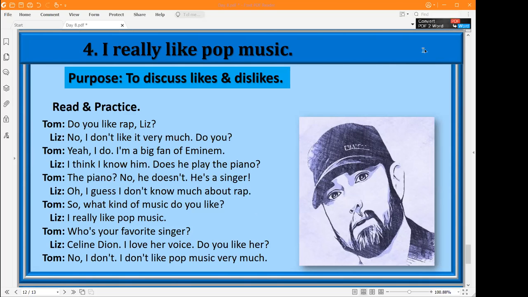Now, what kind of music is your favorite? What kind of music do you like? Roberto, what kind of music do you like? I like pop music, rock, pop, classical music. Okay, excellent. How about you, Olguita? What kind of music do you like? I like gospel music, romantic, instrumental. It's all. Okay, excellent.